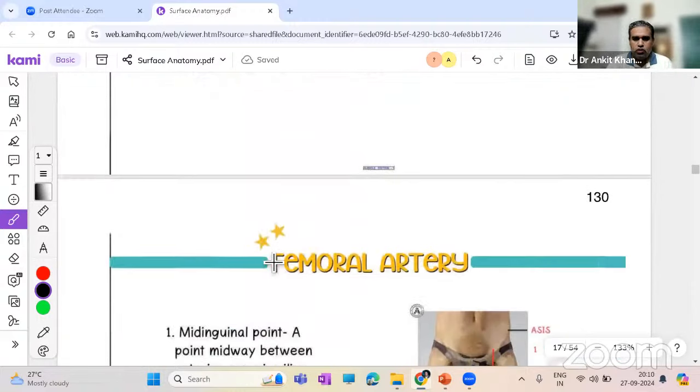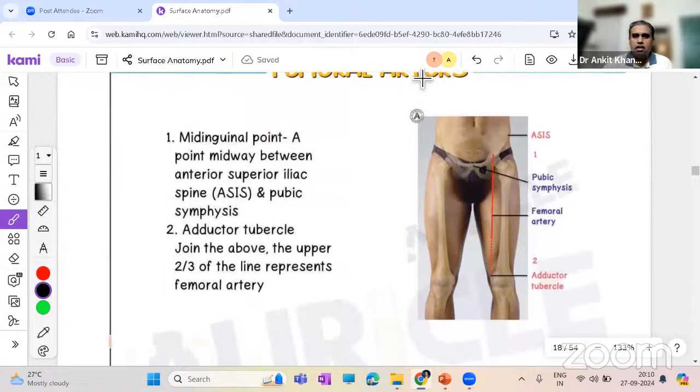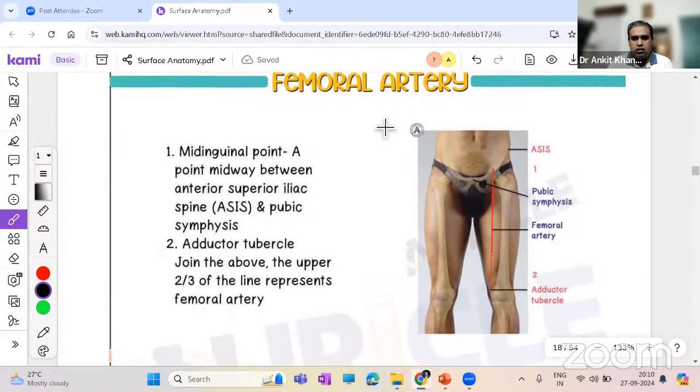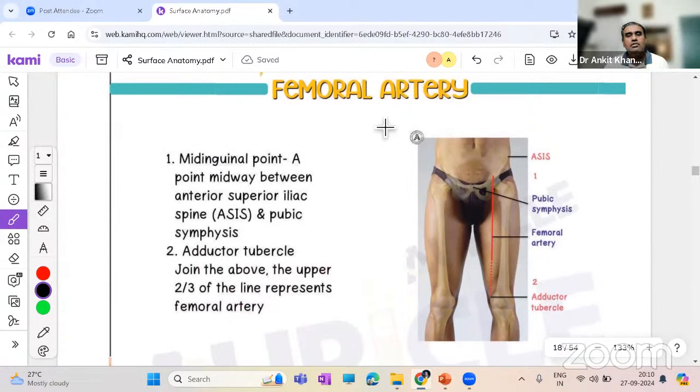So let's start the lower limb. How to start with it? Start with the main artery, which is our femoral artery. If you remember, we started the upper limb with which artery? With the axillary artery. Here we'll start with the femoral artery. It is the main vessel supplying the entire lower limb, so it becomes very important. And let me tell you, it is also easily palpated. I'll tell you its clinical relevance also.